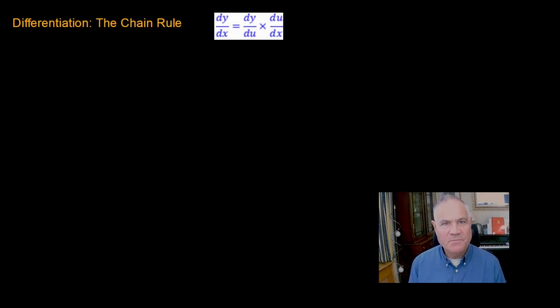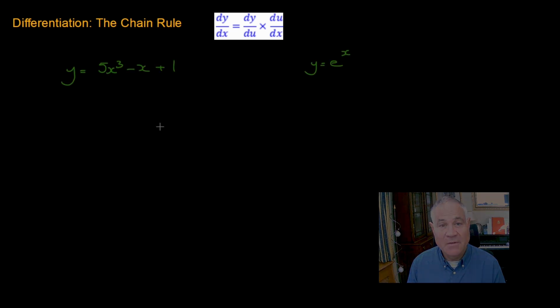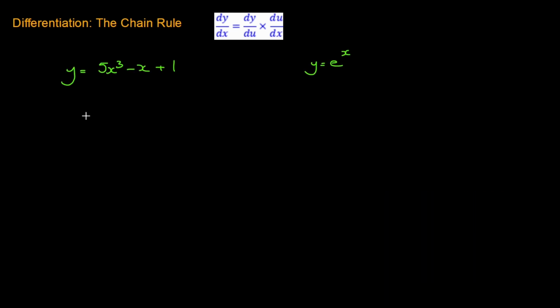The chain rule is probably one of the most useful techniques in the process of differentiation, because really at the moment we only know from first principles how to differentiate certain simple functions. The chain rule will enable us to differentiate composite functions. Here are two functions we can differentiate.